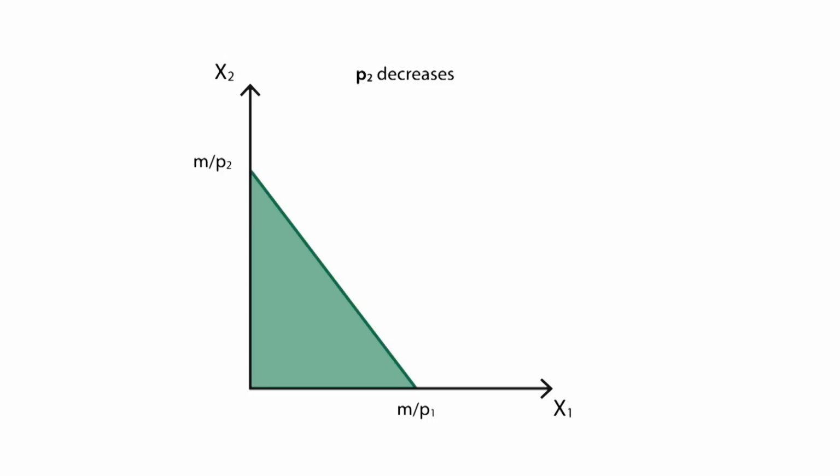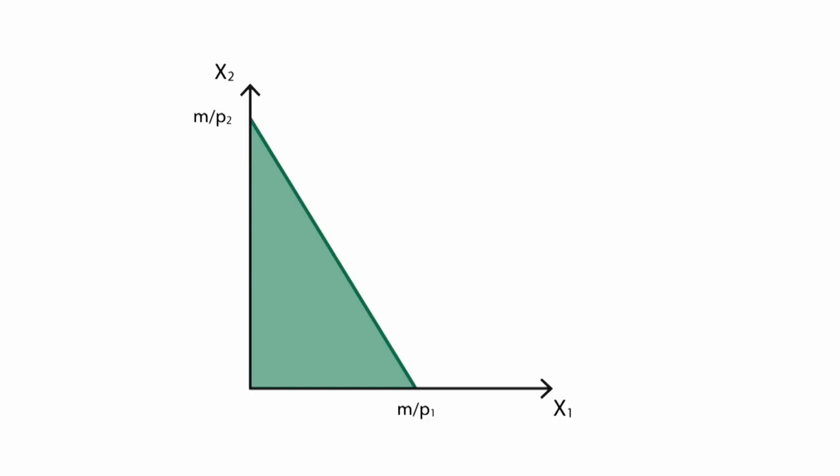On the contrary, if the price of good X2 decreases, individuals will be able to consume more. Graphically, this is represented by the budget line stretching through the vertical axis, and as a result, the budget area is increased. We should have in mind that everyone has a budget constraint.